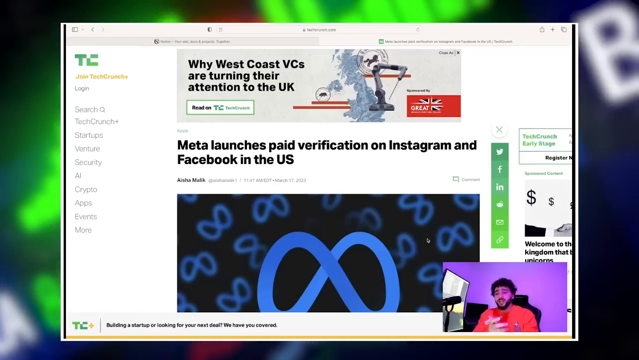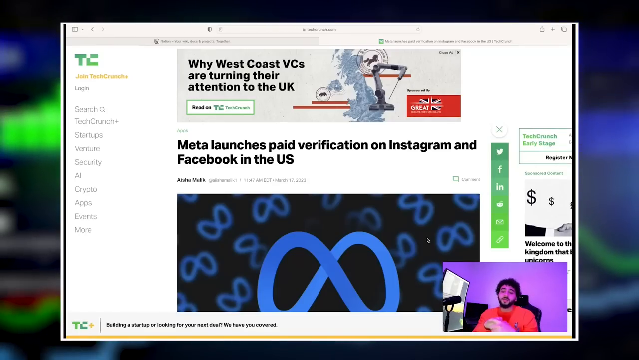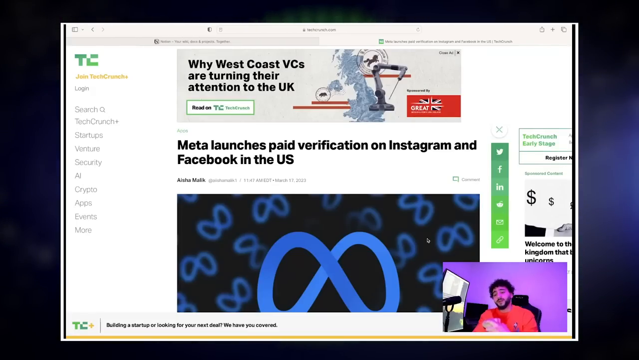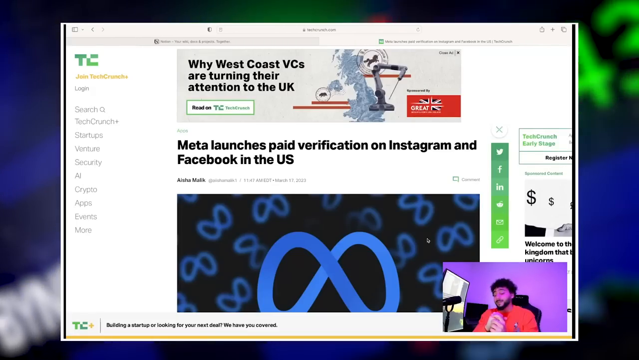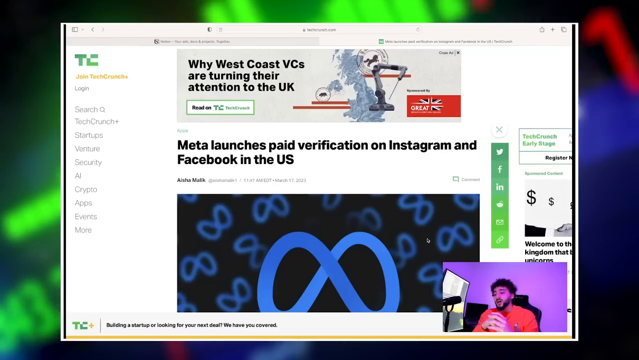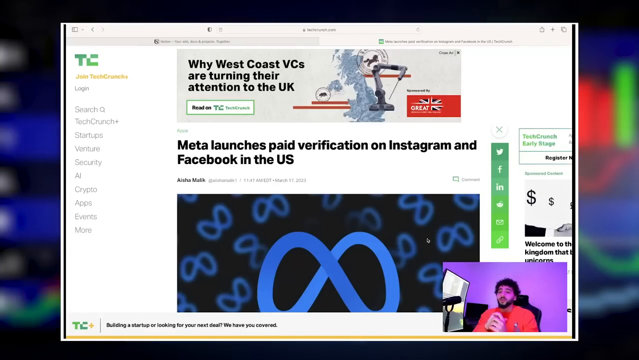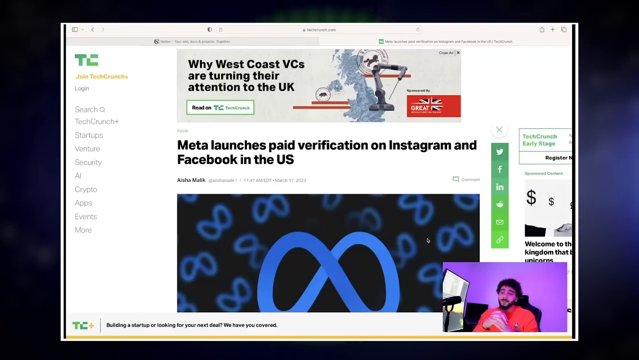So let's go ahead and get started. What are we talking about here? We're talking about Meta, which is also known as Facebook, launching its paid verification on Instagram and Facebook in the US. So this is something important to talk about just because this is going to work.